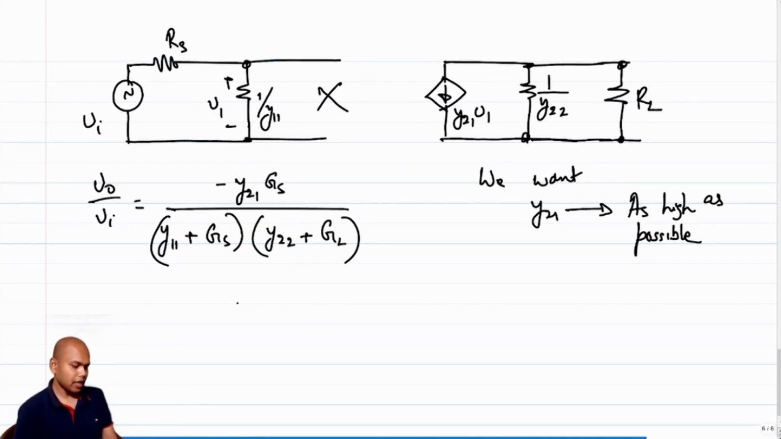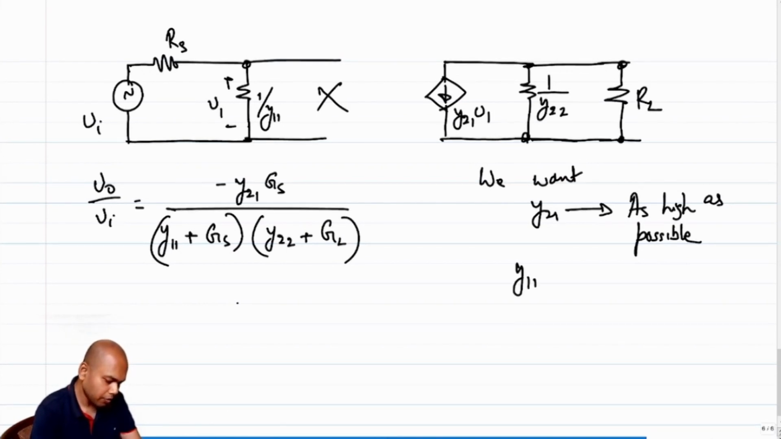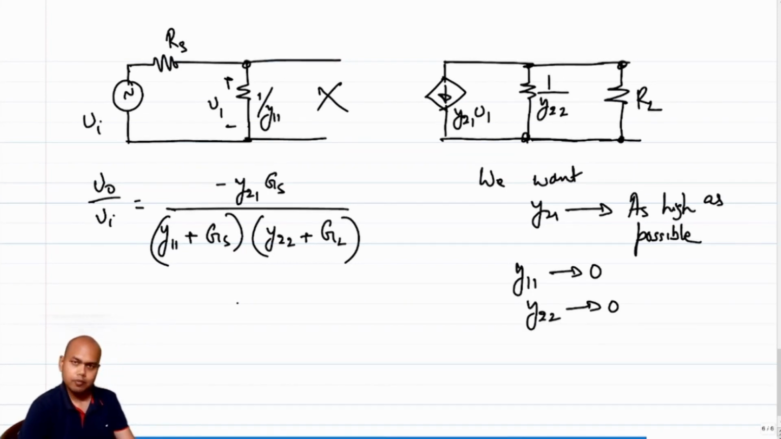Correct? So that's fine. So what about Y11 and Y22? What do you want them to be? If we stare at the equation, what is the goal? The goal is to maximize V0 over Vi. So I have to minimize the denominator, which means we would want Y11 to tend to 0, and also Y22 should tend to 0.